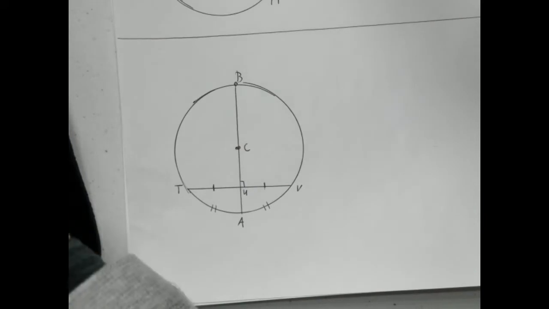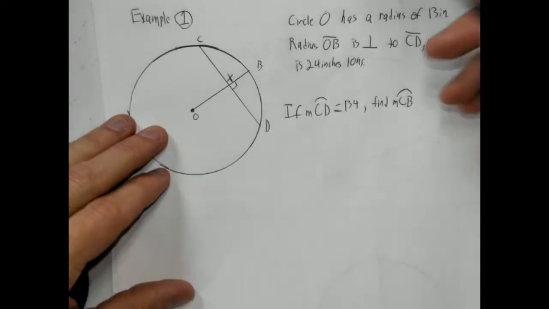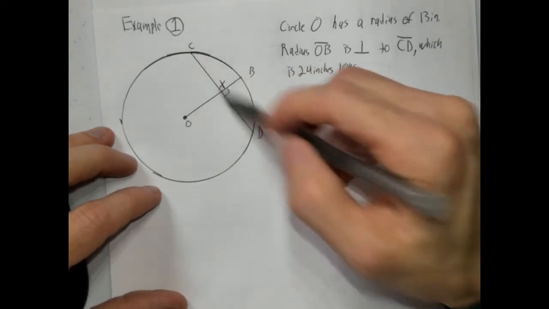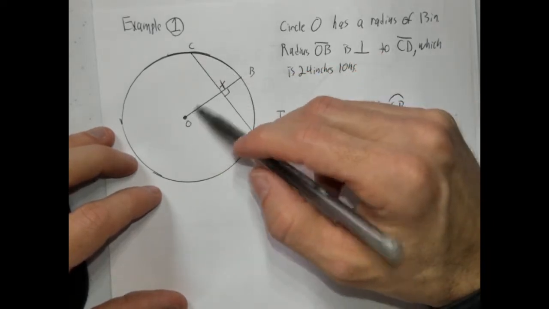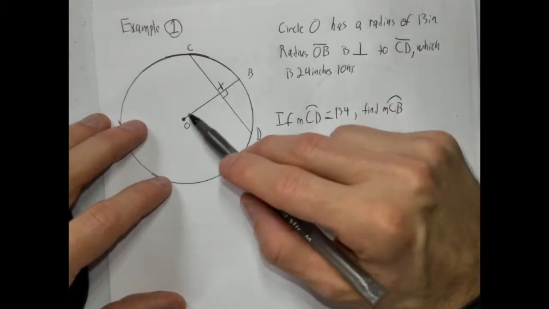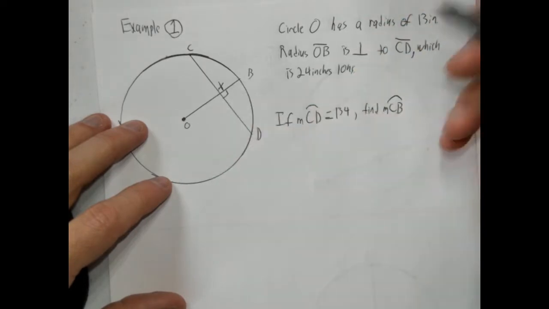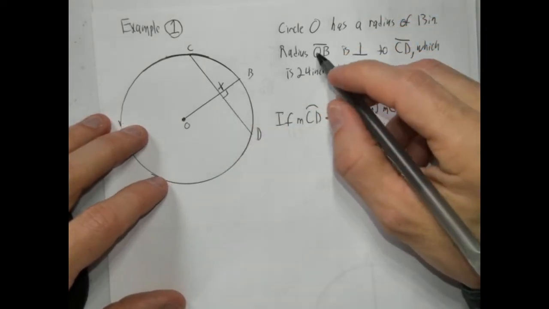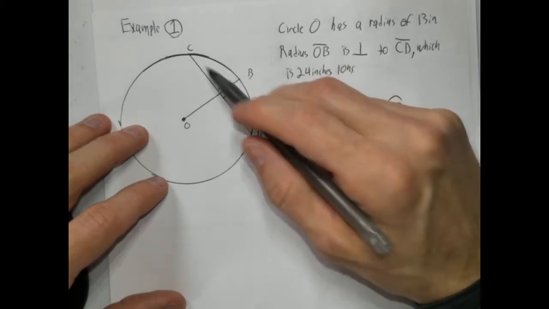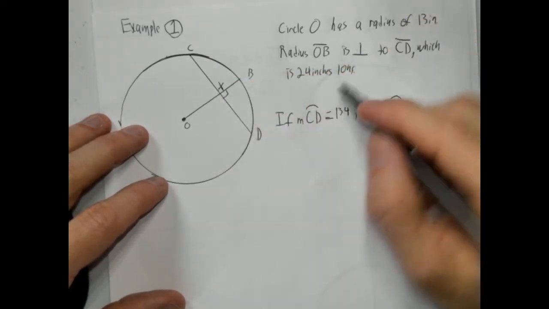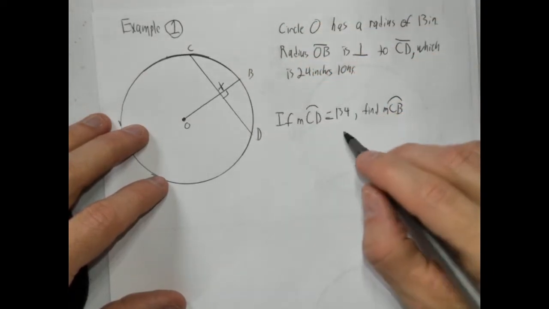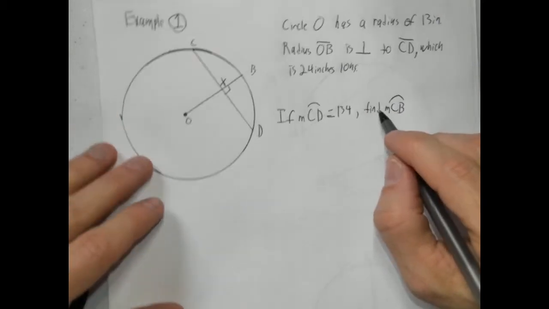We're going to be using that with some examples. In this example here, we're given some information. We're given a circle, center O. We have a radius and we have a chord. You'll also notice that this radius is perpendicular to this chord. Circle O has a radius of 13 inches, so OB is 13 inches. Radius OB is also perpendicular to CD, which is 24 inches long. If the measure of arc CD is 134, find CB.